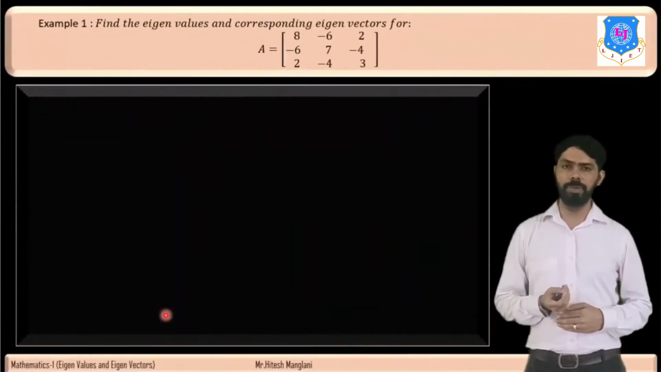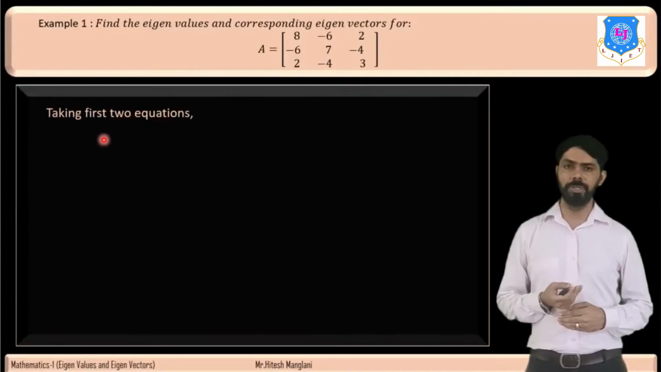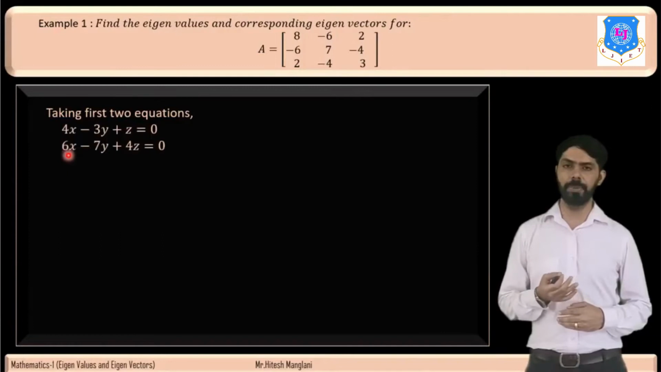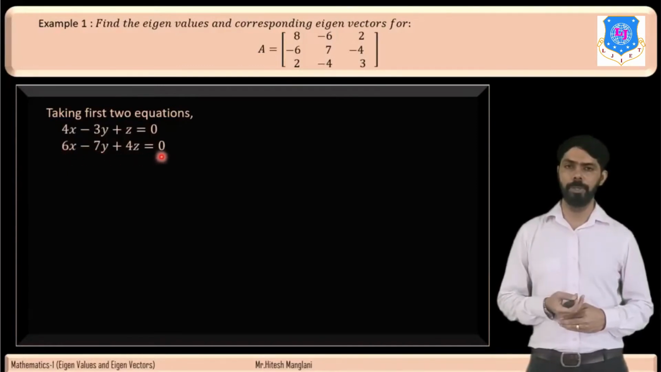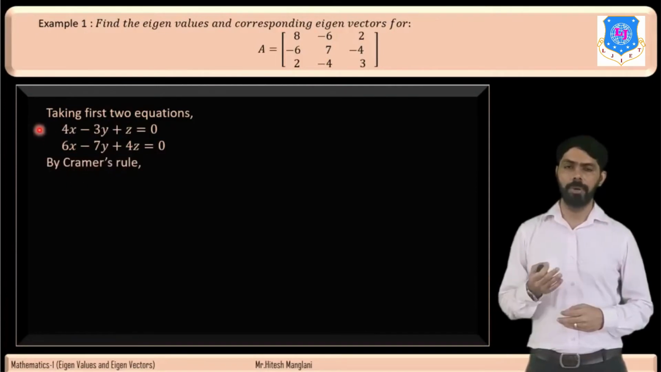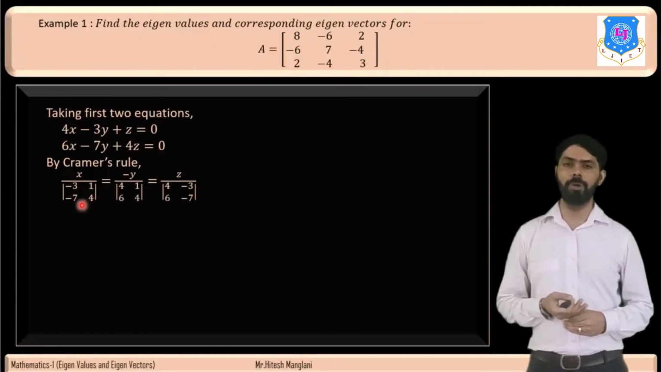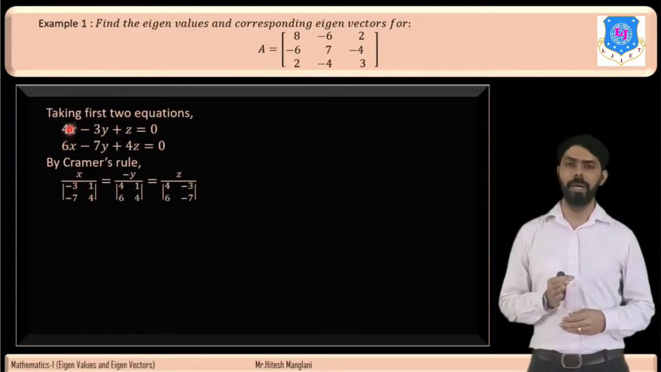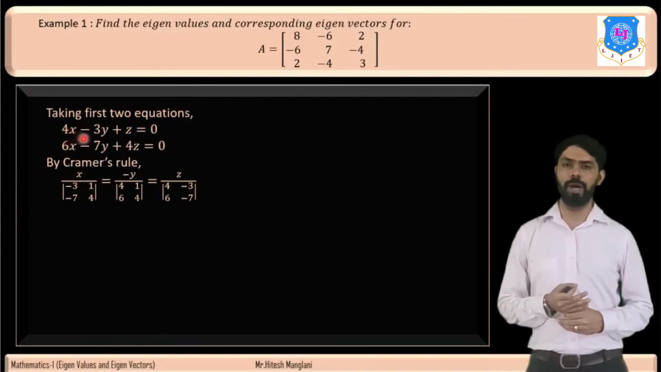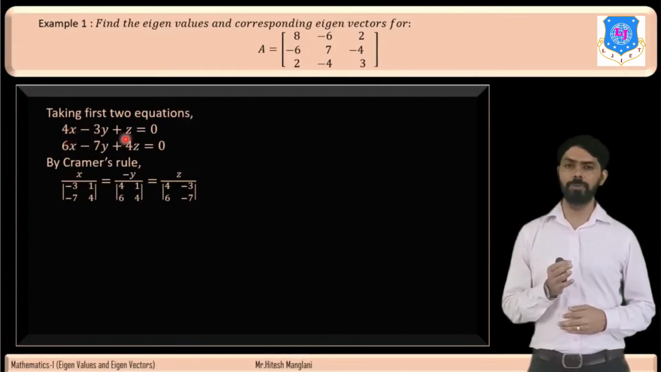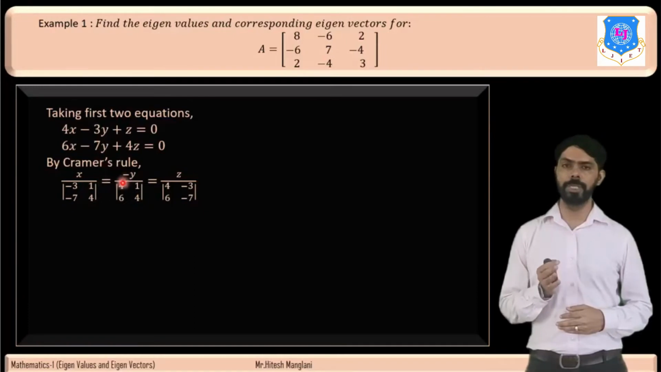Now taking the first two equations, the first equation is 4x minus 3y plus z is equal to 0, and the second equation is 6x minus 7y plus 4z is equal to 0. Now here we will apply Cramer's rule for these two equations. By Cramer's rule, x divided by the determinant of minus 3, 1, minus 7, 4. If we have to write for x, we hide x and write the coefficients of y and z, is equal to minus y divided by the determinant of 4, 1, 6, 4.